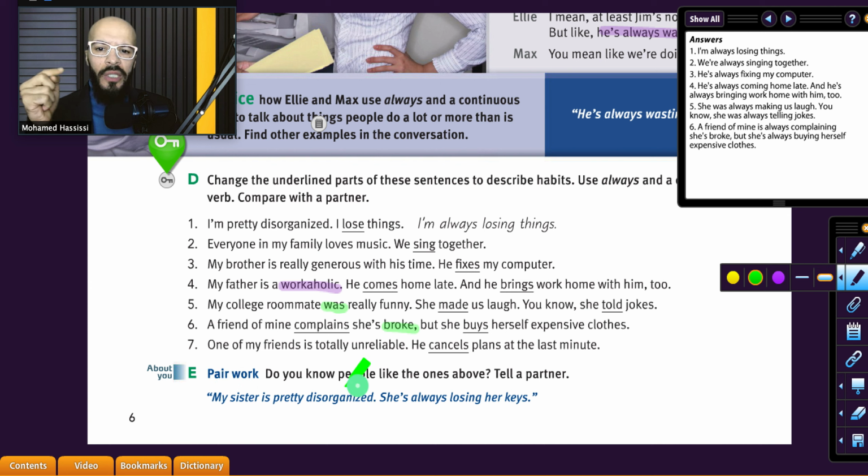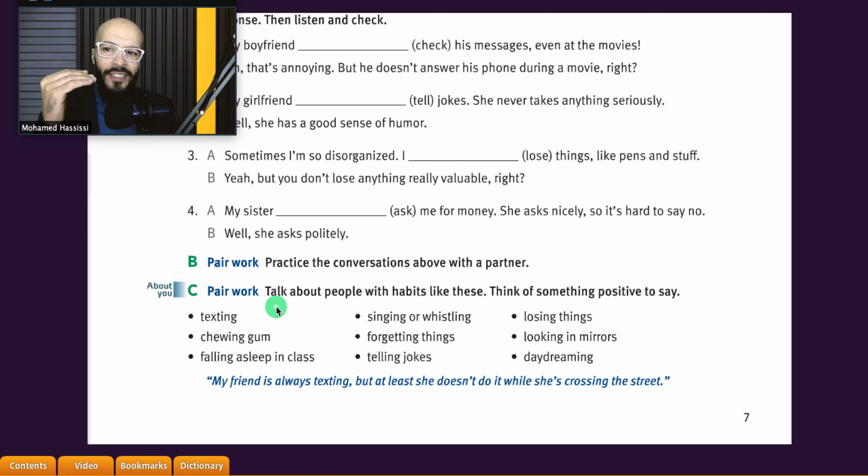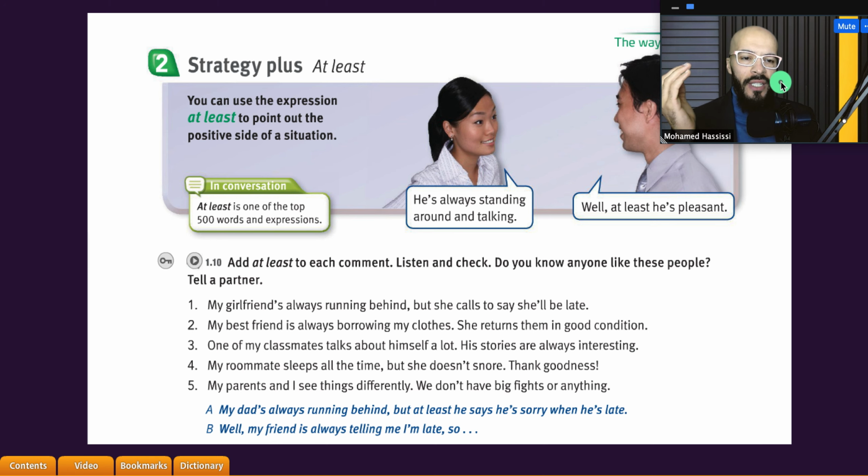One of my friends is totally unreliable. He's always canceling plans at the last minute. Now, if you haven't got these right, you can go back to this page, screenshot, and make sure every sentence checks. Now, I'm going to add something else because every time we see one of these conversation strategies, this time we saw how to use always with the continuous tense, either present or past, to talk about people's habits. Now, I hope you got that right.